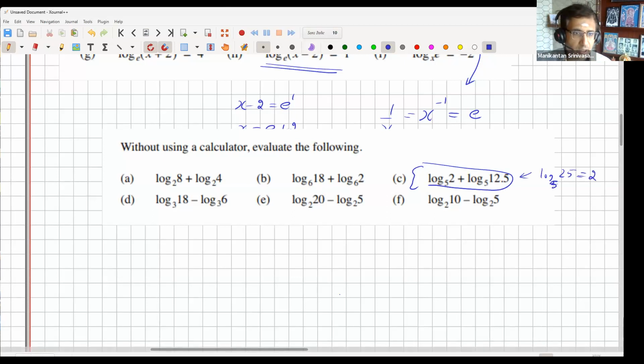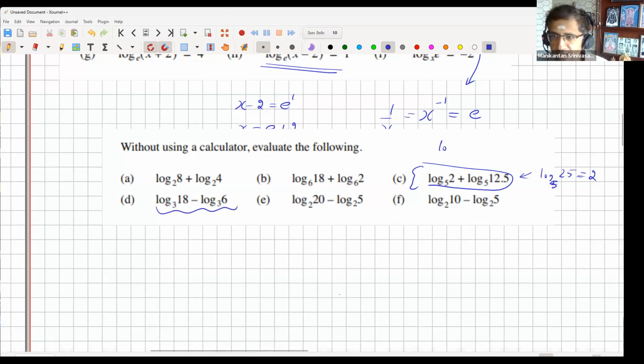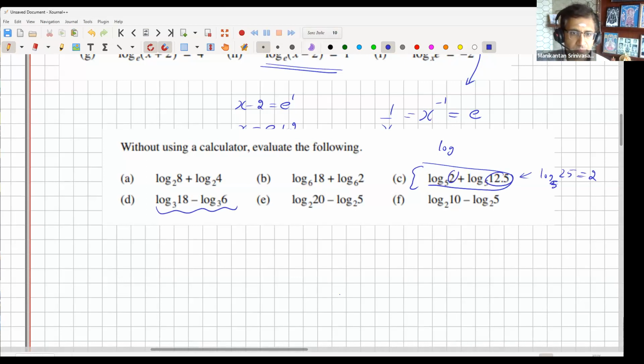Okay. Thais, question D. I'm sorry, I didn't hear the answer for the C. For the C part, the answer is 2. So it's log of 2 times 12.5, which is log 25 to the base 5, because log A plus log B is log AB. Okay. So Thais, can you take part D?